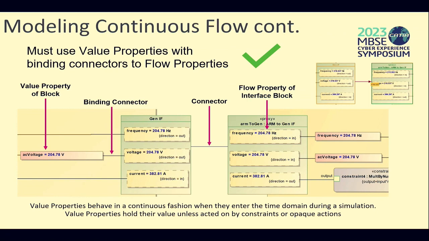So notice, in this case, something good to note is we have a binding connector between flow properties and a value property. And in this case, we actually had a binding connector directly to a constraint block into a parameter. So that is an option as well. You don't necessarily have to bind those flow properties to value properties. You can also bind them directly to another constraint parameter, and it'll simply go right into that constraint and pop out as something else.